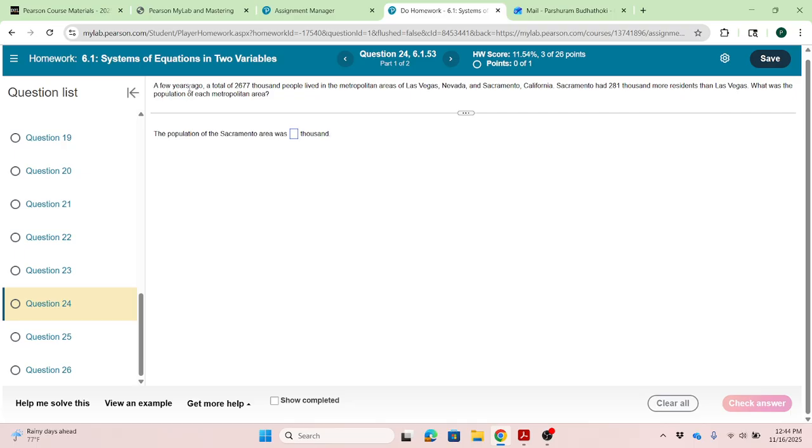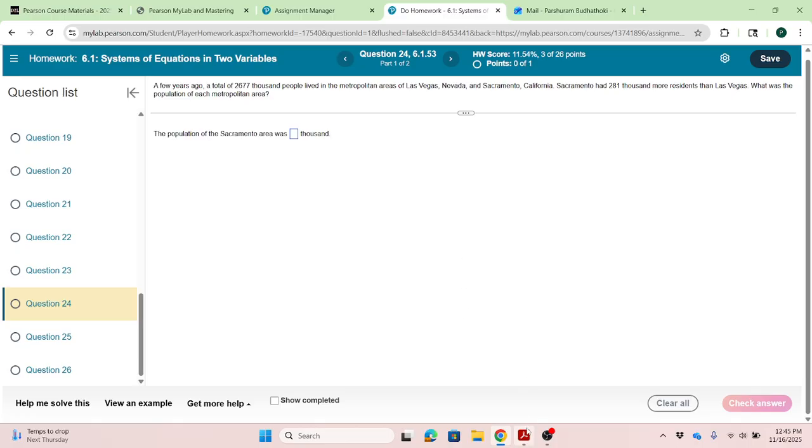A few years ago, a total of 2,677,000 people lived in the metropolitan areas of Las Vegas, Nevada and Sacramento, California. So that's a total population. Sacramento had 281,000 more residents than Las Vegas. What was the population of each metropolitan area? Okay, so there are two metropolitan areas. One is Las Vegas, another one is Sacramento.